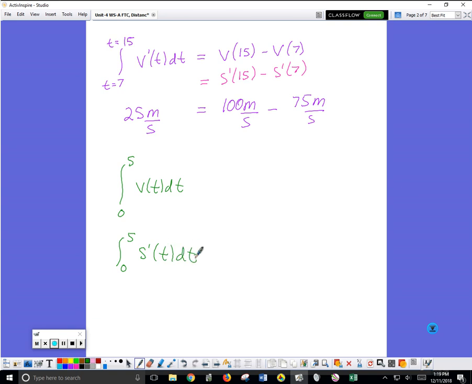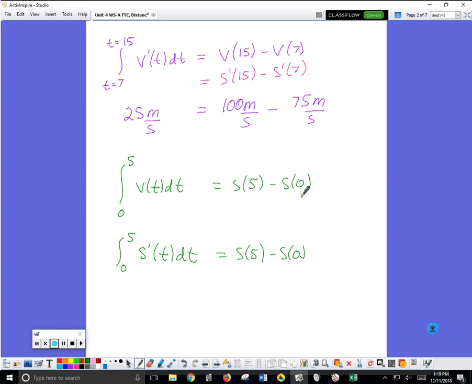Those two are identical, no difference. And when you integrate the rate at which position changes, you are calculating the total amount of change in the position. So I don't know if that answered your question, but those are the same thing.